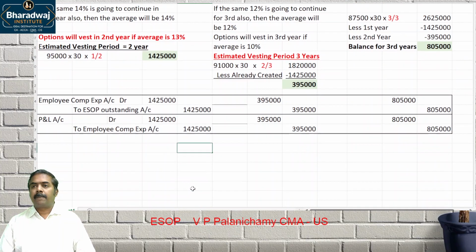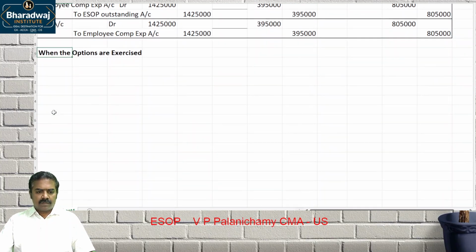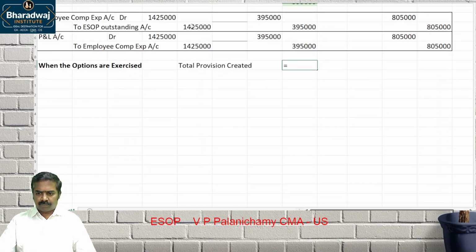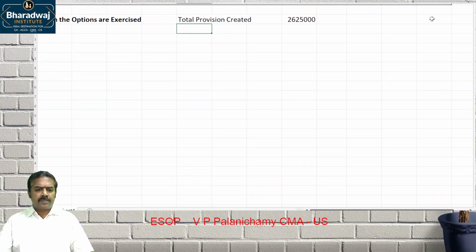We'll proceed. Next, when the options are exercised, we do not know when the option is exercised. Within 1 year. Okay. Pay attention. What is the total provision created? Total provision created is how much? 26 lakhs 25,000. How many options are exercised?